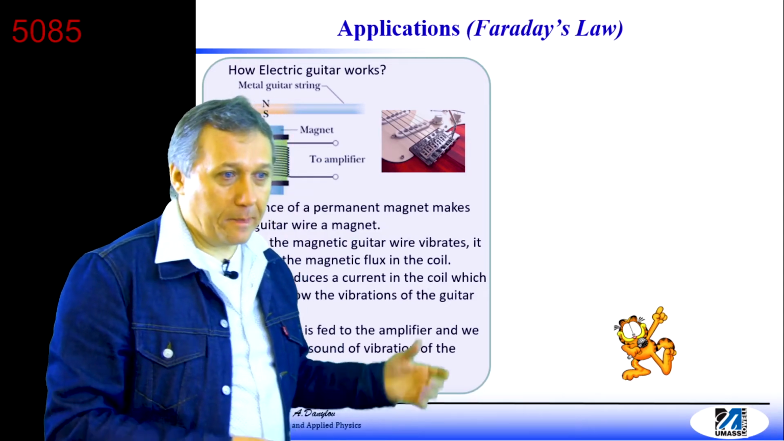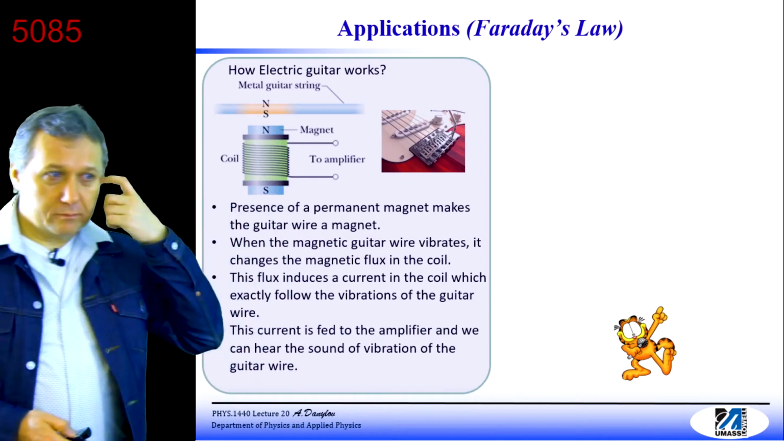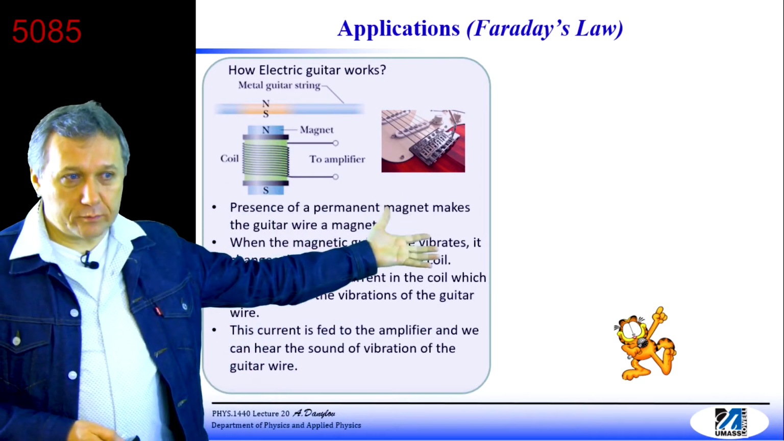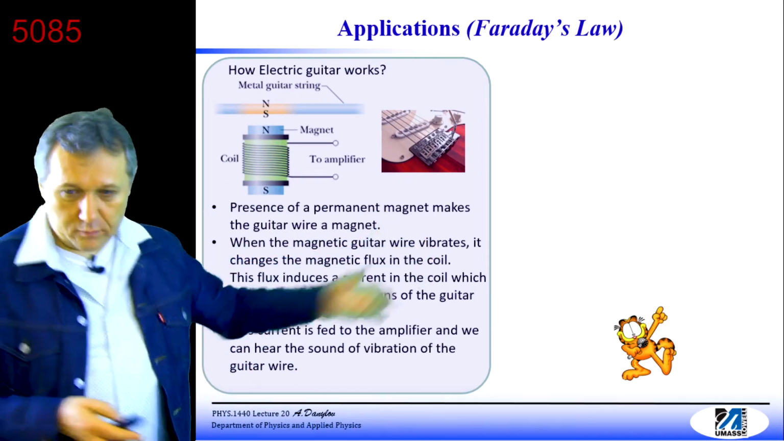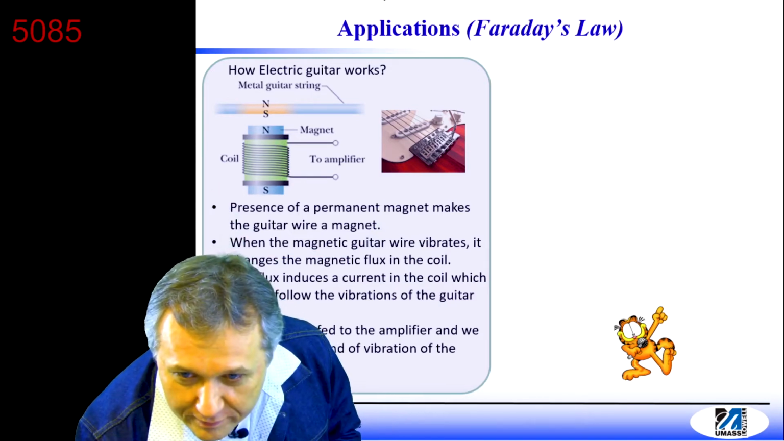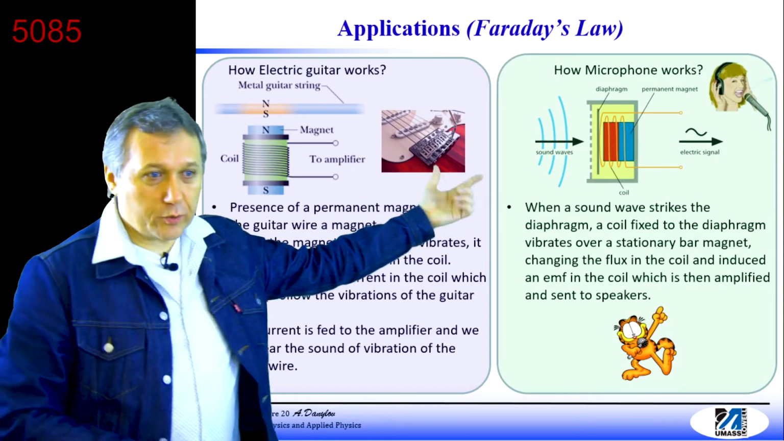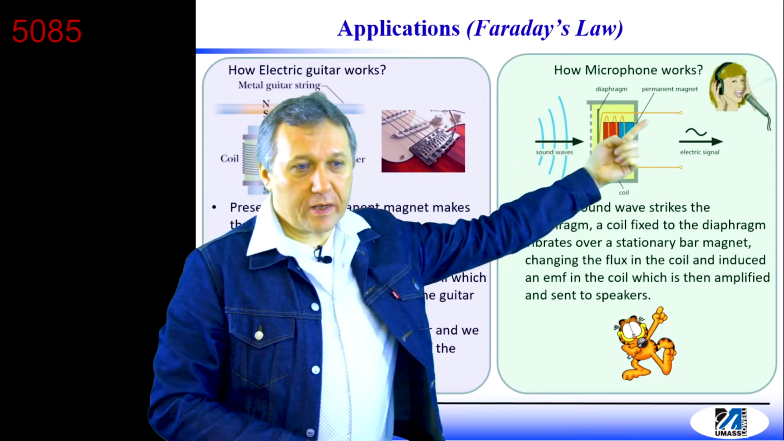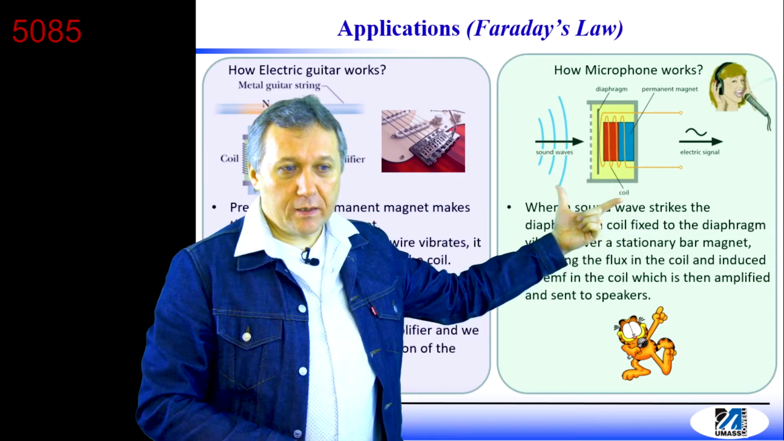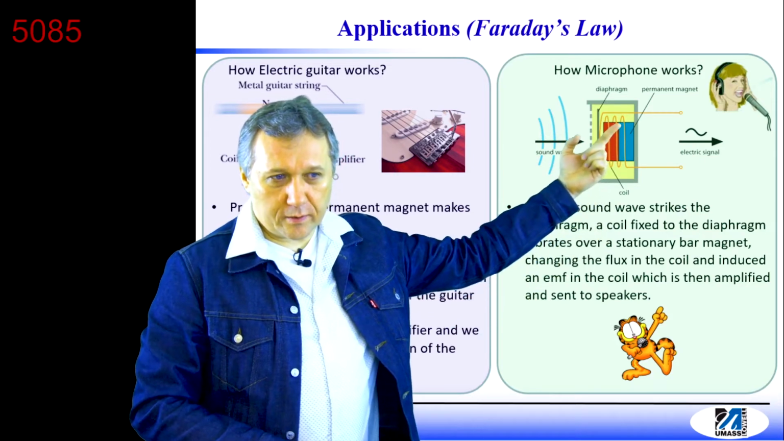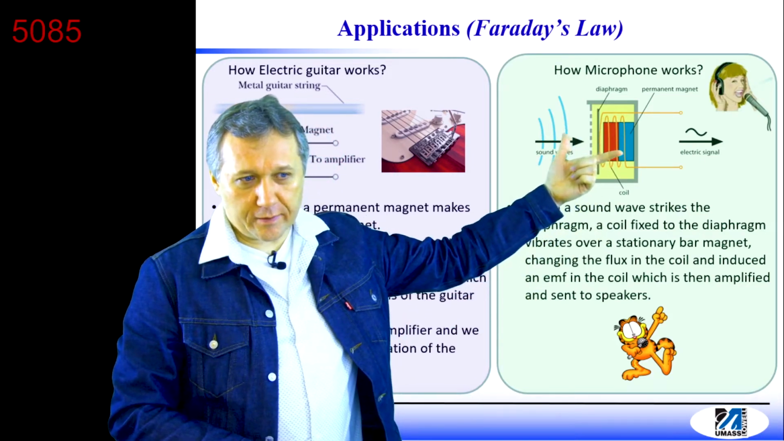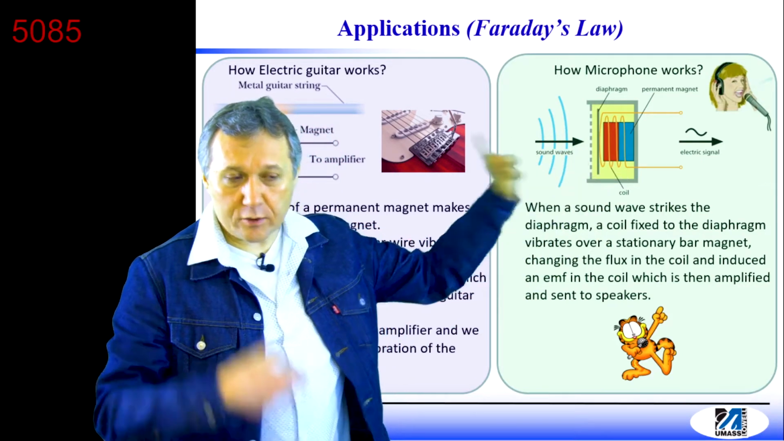Now, the next one, very similar: a microphone. So you see, we have the box of the microphone, and then again there is a coil. You see this orangey line, the coil. Again, it's all about the coil.